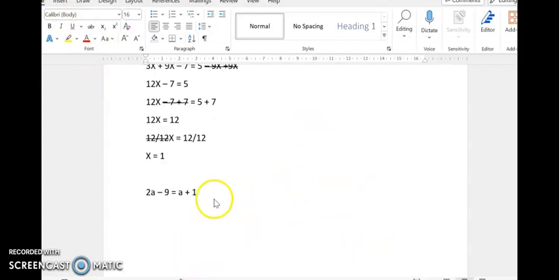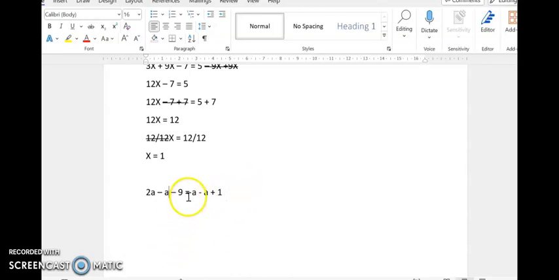Okay, here is another example. Now our variable is a, and we're looking to solve for a. So we have 2a minus 9 equals a plus 1. So we need to get the a from the right side over to the left side, and we need to get the minus 9 from the left side over to the right side. Okay, so let's move the a first. So in order to move this a, we need to subtract a. And, as you know, whatever you do to one side, you have to do to the other. So, subtract a.